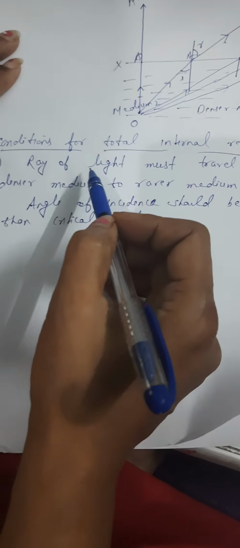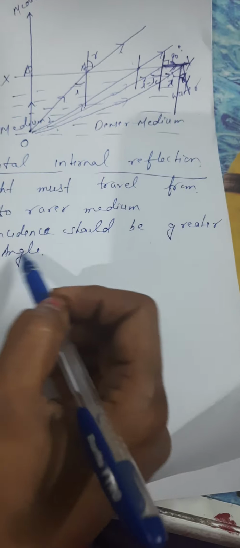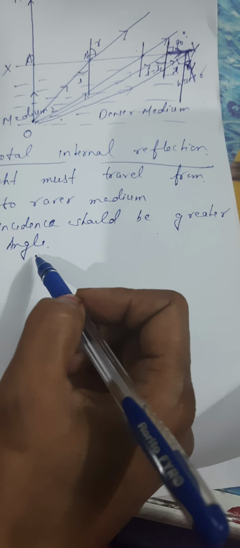What are the conditions for total internal reflection? First, the ray of light must travel from denser to rarer medium. Then we can get total internal reflection. The second condition is that the angle of incidence must be greater than the critical angle. When the angle of incidence is greater than the critical angle, we get total internal reflection, and this is the angle of reflection.